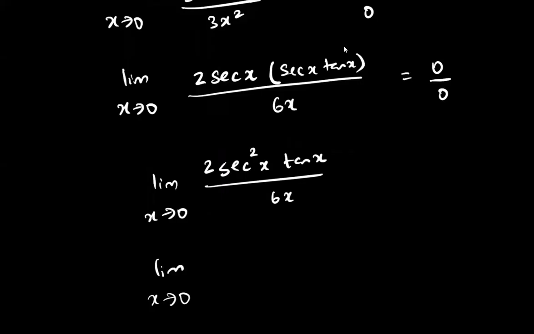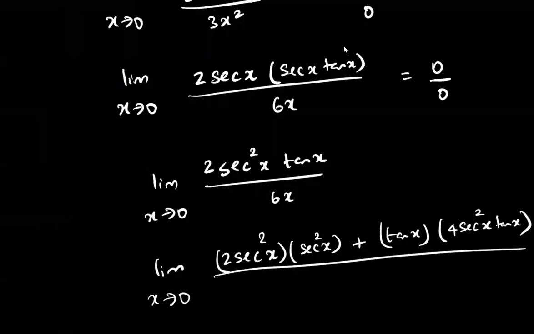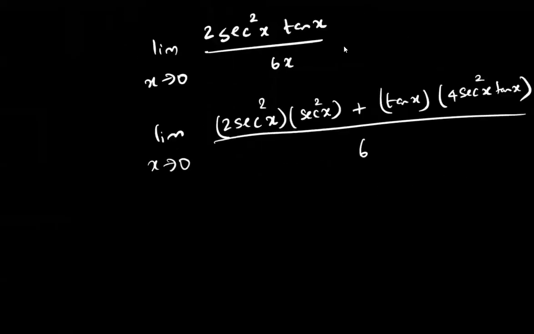So I have to apply the product rule. So I keep the first term as is times the derivative of the second term plus keep the second term as is times the derivative of the first term. Okay, so this is what I have all over 6. Okay, so now I can substitute. Secant 0 is 1. So I have 2 plus this whole thing becomes 0. So I have 2 over 6 is 1/3.